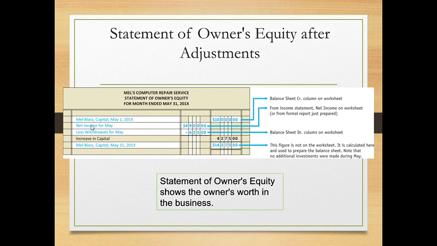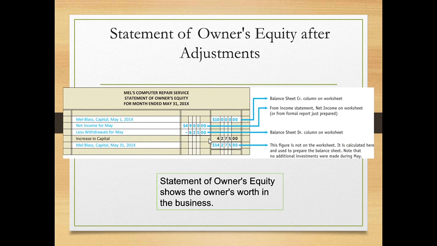And so we're going to add net income. You would subtract net loss. But we always subtract withdrawals. So any withdrawals that the owner took out from the business get subtracted here. And then in this case, we have an increase in capital because we have a positive 4,900, a negative 625. We get a positive 4,275. So we'll take this 4,275 and add it to the 10,000. And now for the end of the month, May, Mel's capital is at 14,275. So this right here is your ending balance of your statement of owner equity.